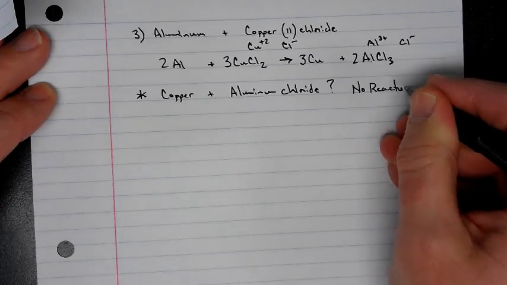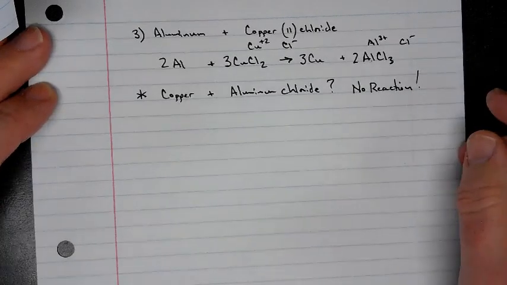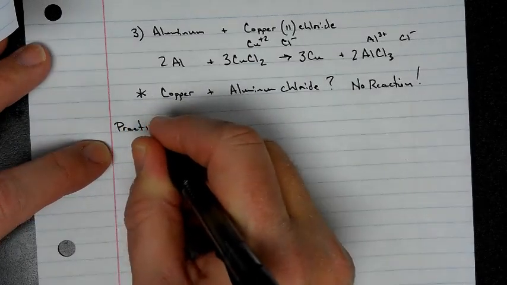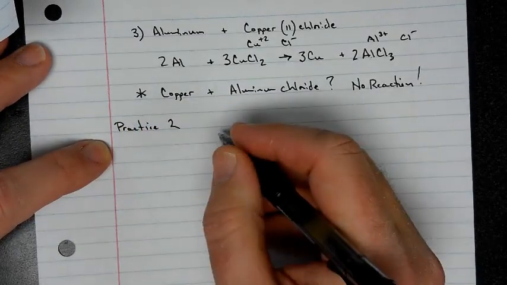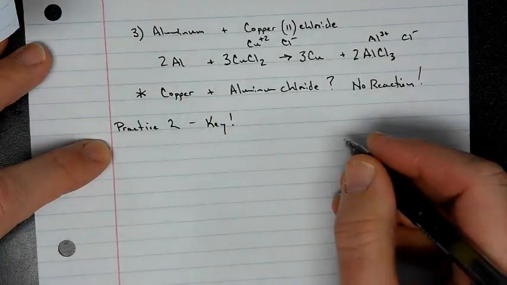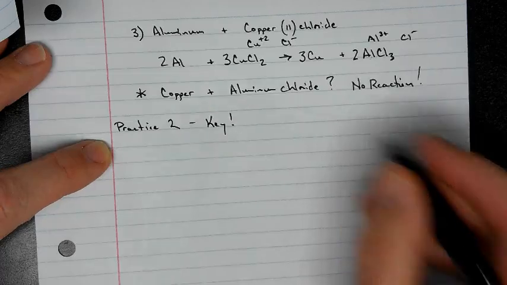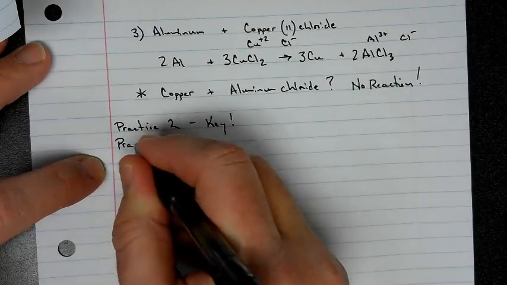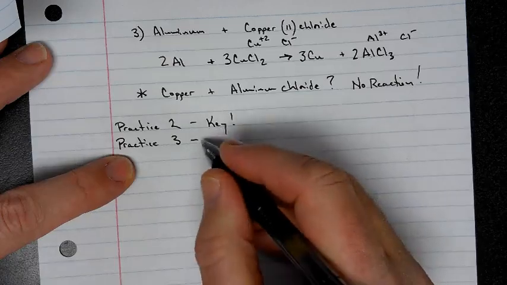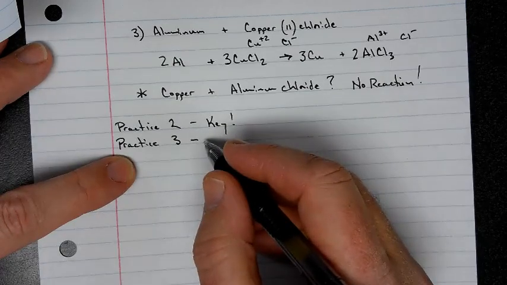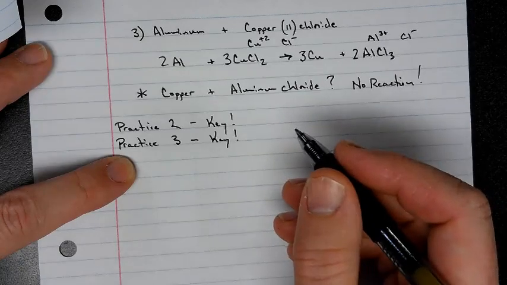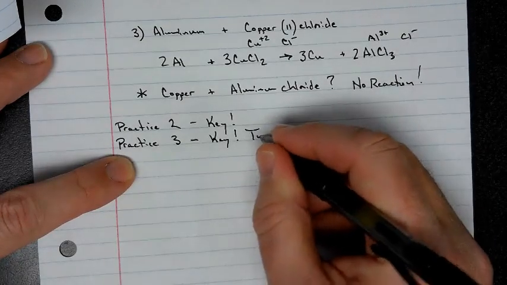Okay, time for you to practice. So what you're going to do right now is you're going to complete practice 2 problems. You're going to check the key and make any adjustments that need to be made. When that's finished, you're going to wrap things up by doing practice 3. Practice 3, again, is a mix of all 3 types of reactions. You're going to check the key, make any adjustments that need to be made, and then you're going to turn in your work to your substitute.